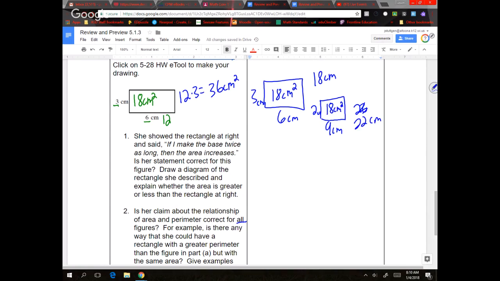Her claim is incorrect. I made the sides different lengths. The areas did not change. The perimeters did. So I can change the perimeter without changing the area. So those are the answers to 5.1.3. Good luck.